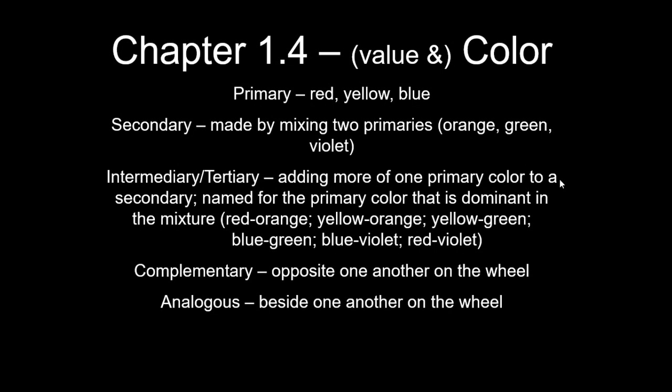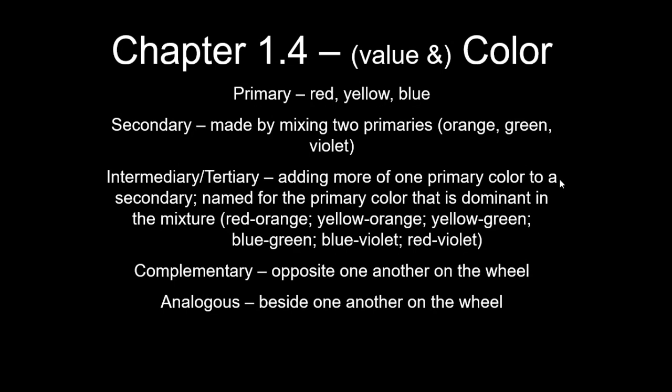Your secondary colors are made by mixing two primaries. So you think of them almost as the parents of the secondaries. The primaries are the parents of the secondaries. Red plus yellow gives you orange. Yellow plus blue gives you green. Red plus blue gives you violet, or what we usually call purple.